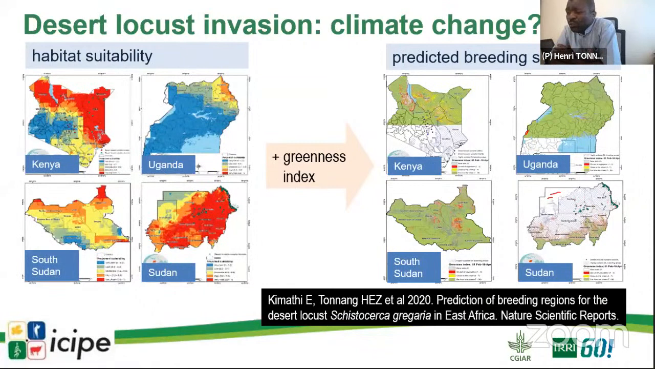We try to use some machine learning techniques, as you see in those figures, to predict the potential breeding sites of this desert locust in different regions of East Africa. And we were able to find out that some regions like Kenya, for example, have a high potential of becoming a permanent region that needs constant monitoring in order to control the desert locust, especially in this changing climate.